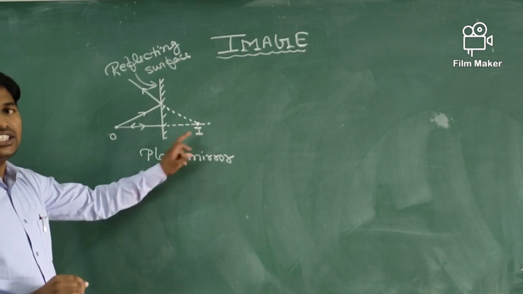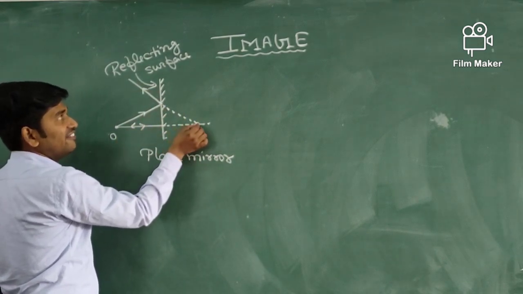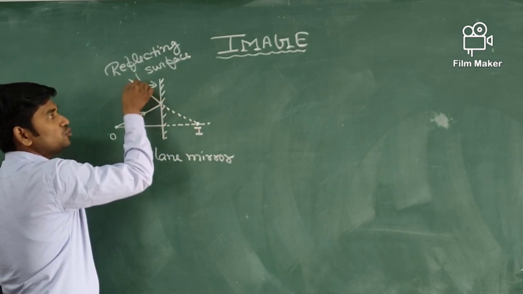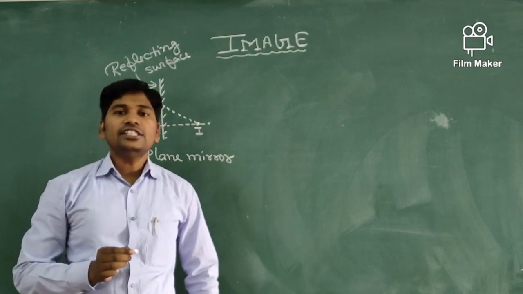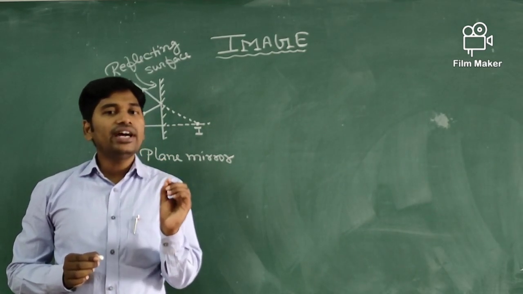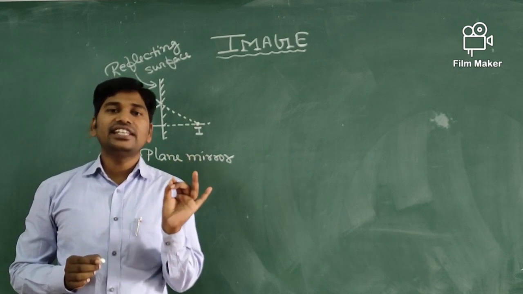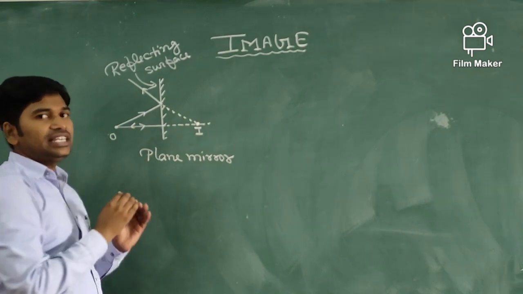We find that the reflected rays seem to be coming out from the point I. So the image is formed at a point from where the reflected rays appear to diverge, which means they seem to spread.